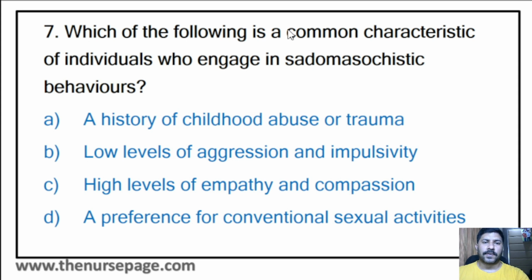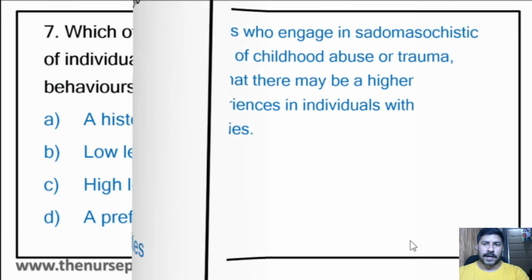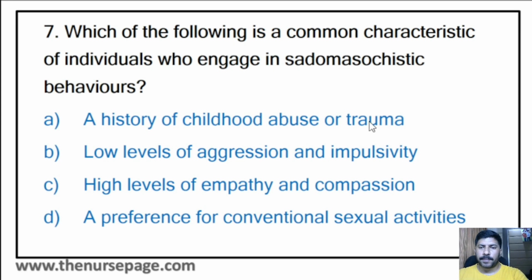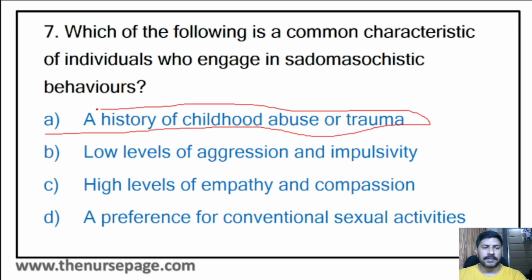Seventh question, which of the following is a common characteristic of individuals who engage in sadomasochistic behaviors? A history of childhood abuse or trauma, low levels of aggression and impulsivity, high levels of empathy and compassion, a preference for conventional sexual activities. Correct answer here, a history of childhood abuse or trauma. That is the correct answer here.